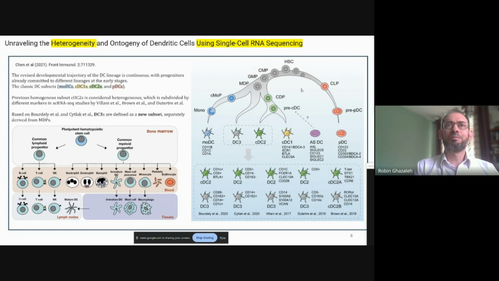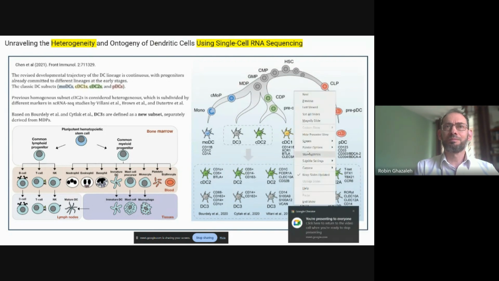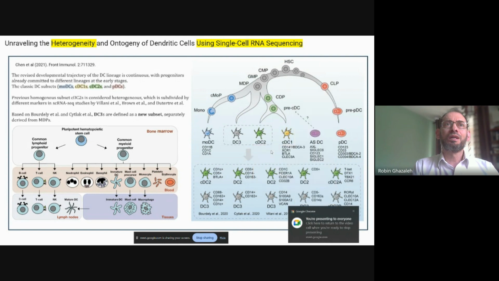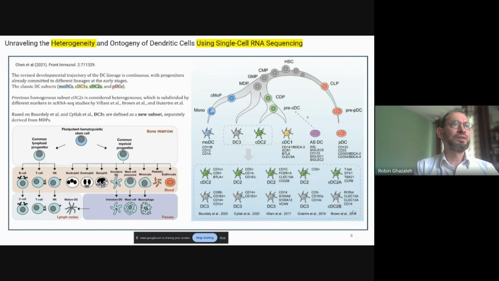Last time, I showed you this slide, and I'm only going to spend 1 minute on this slide. But as a reminder, this is the simple picture of, say, a dendritic cell derived from the common myeloid progenitor in the bone marrow, which is derived from a pluripotent stem cell.